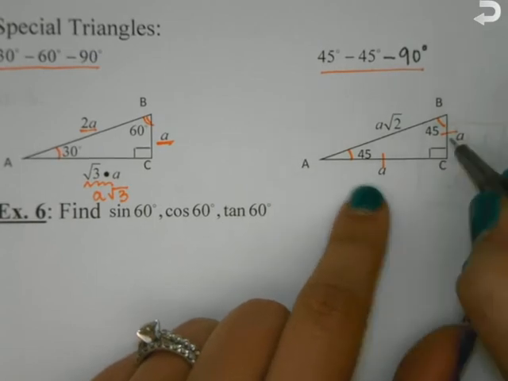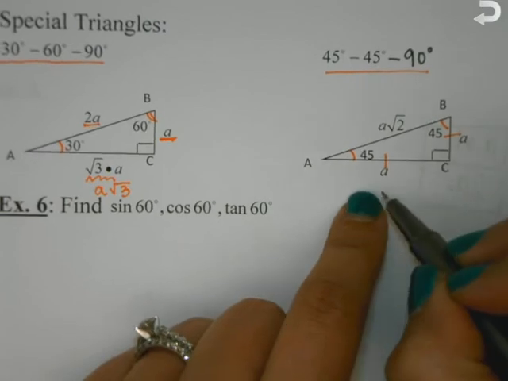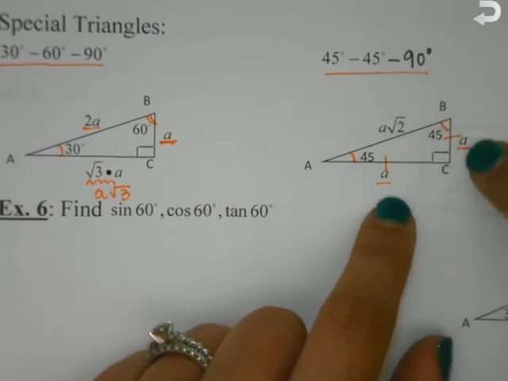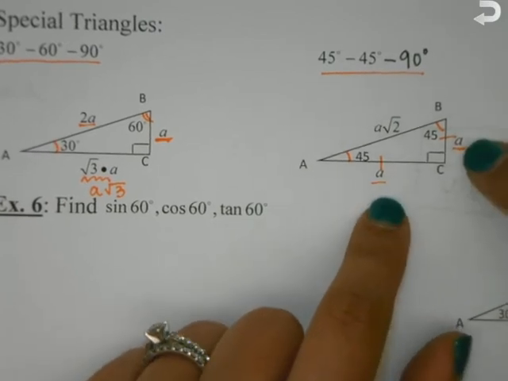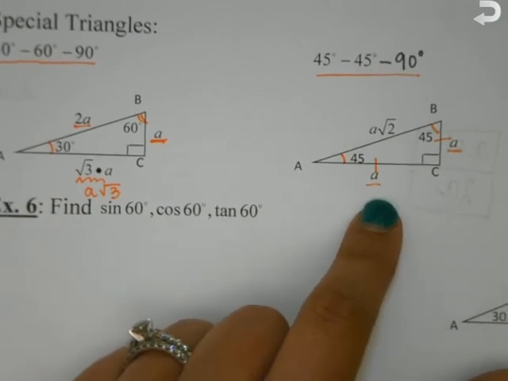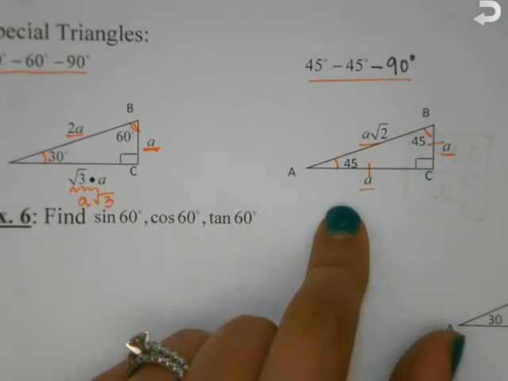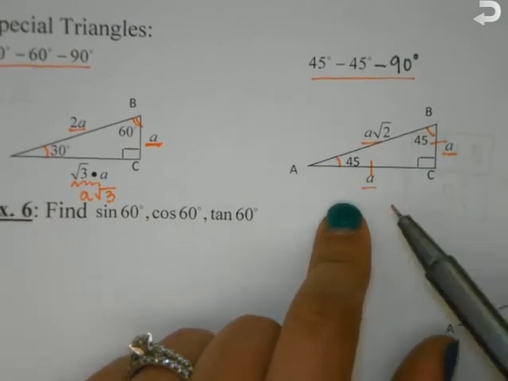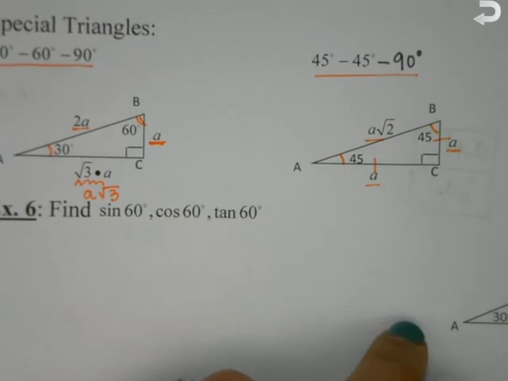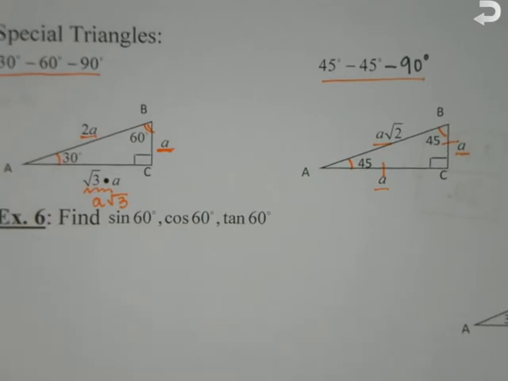Since a 45, 45, 90 triangle is isosceles, the two side lengths are the same length. If we went through Pythagorean theorem and solved for the hypotenuse, it would always come out to A times root 2. Okay, so whatever A is, multiply it by root 2, and that's your hypotenuse for a 45, 45, 90. So we are going to do one problem using this.